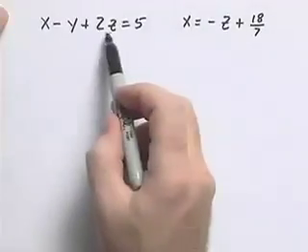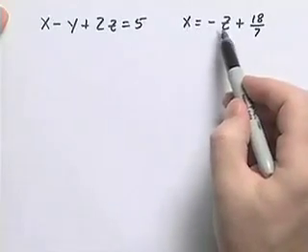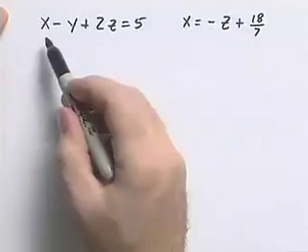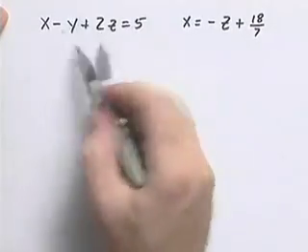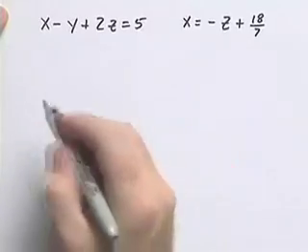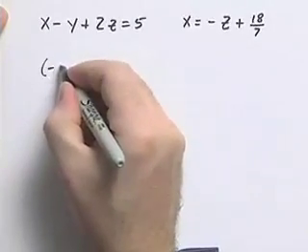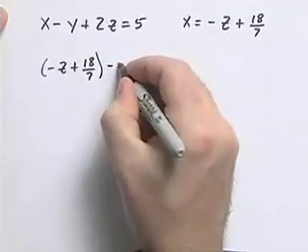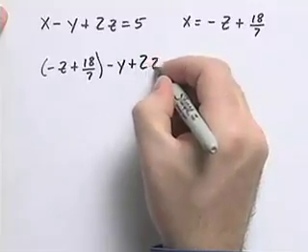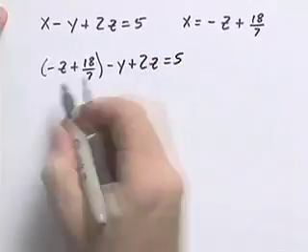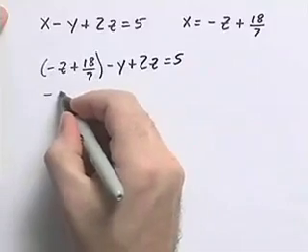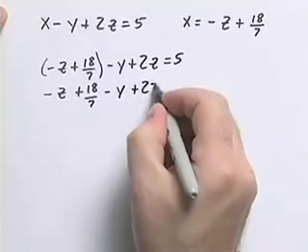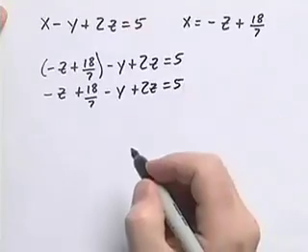Here we've rewritten our first equation, and here we have x solved in terms of z. So we're going to take our definition for x now, plug that into our first equation, and then solve this equation for y to get it in terms of z. So here we would have negative z plus 18 sevenths, that's what x is, minus y plus 2z equals 5. So we can use our grouping symbols: negative z plus 18 sevenths minus y plus 2z equals 5.